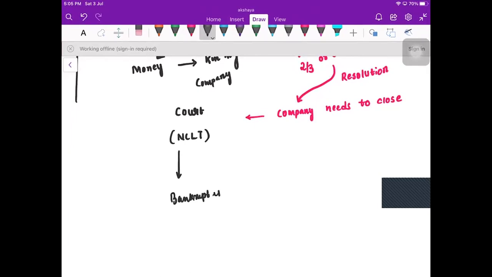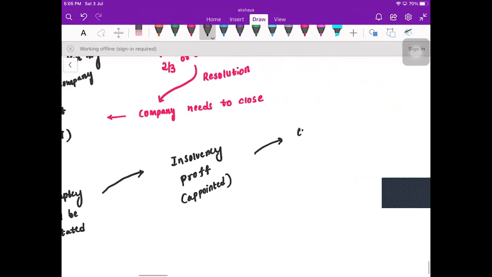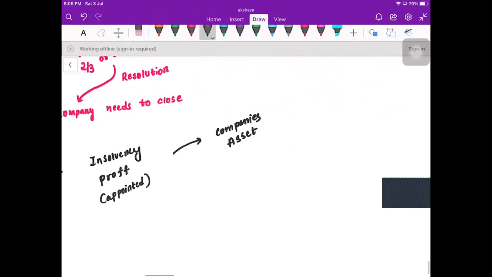Bankruptcy will be initiated. That means they will appoint insolvency professionals, who will take over the company's assets. When they take over the company's assets, they will see the assets and liabilities.